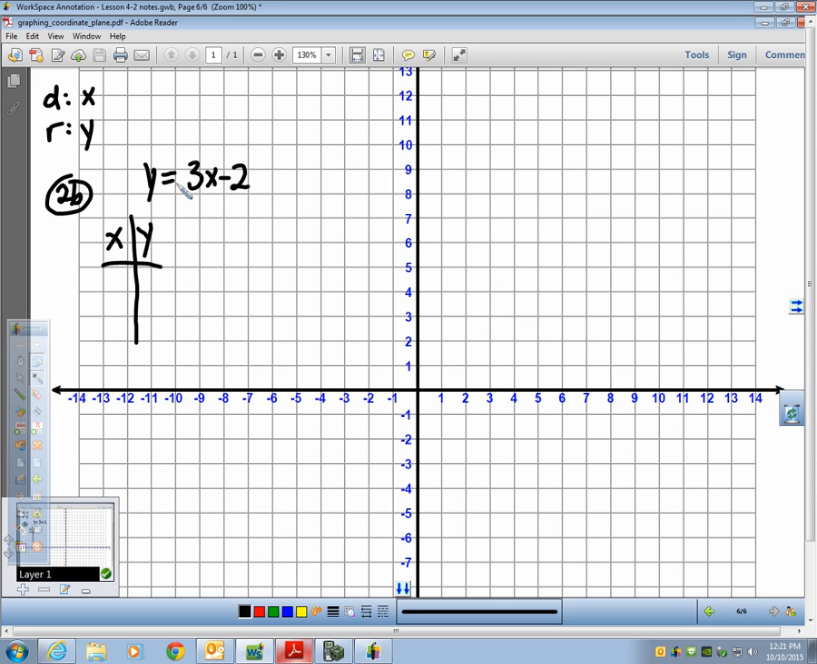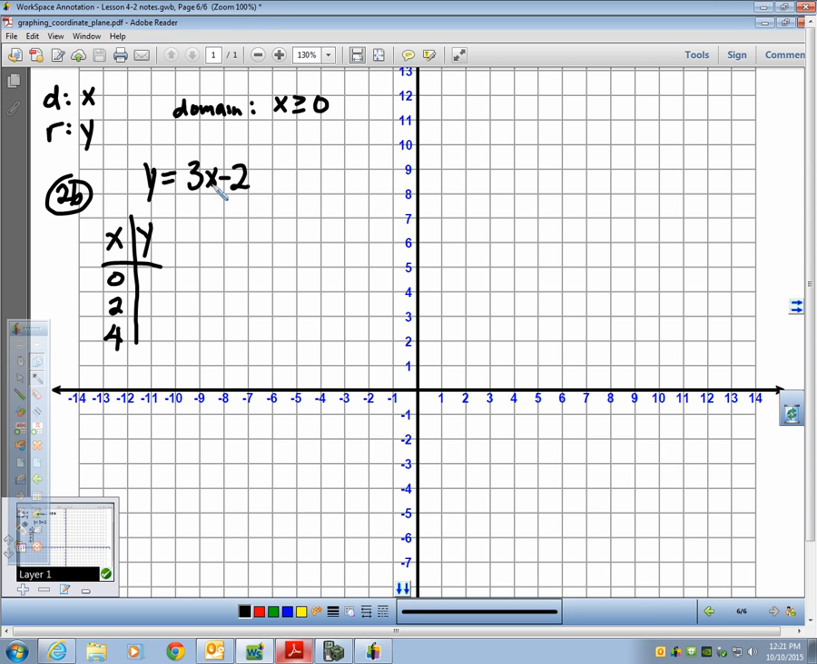Now, look at the domain in number 26. The domain in this problem is x greater than or equal to 0. Here's what that means. I can only input x values that are 0 or bigger. Like I can't input -5. This says I can't do that. So I at least want to plot 3 points. I'm going to pick 0, 2, and 4. Those are 3 values that are 0 or greater.